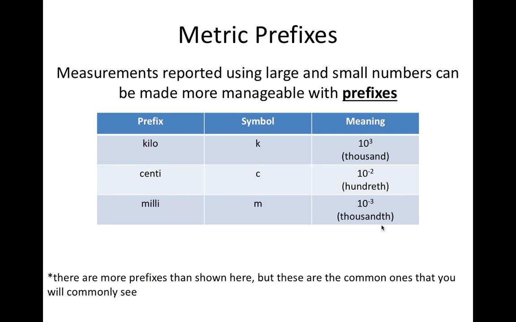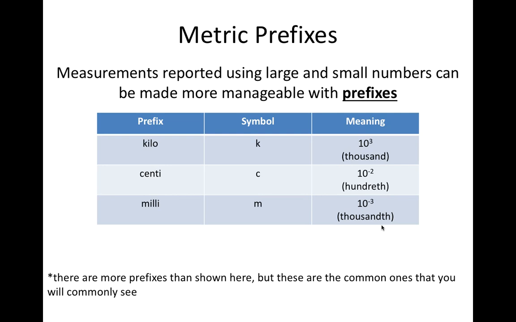In the metric system, we will make use of prefixes to more easily understand very large or very small numbers. This table shows the 3 prefixes that you'll commonly see in this course. Kilo, represented by a lowercase k, means 1,000. So 1 kilogram is 1,000 grams. A kilometer is 1,000 meters.